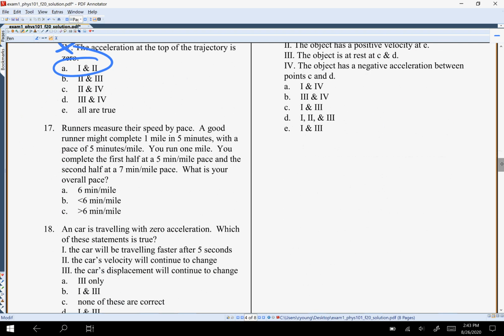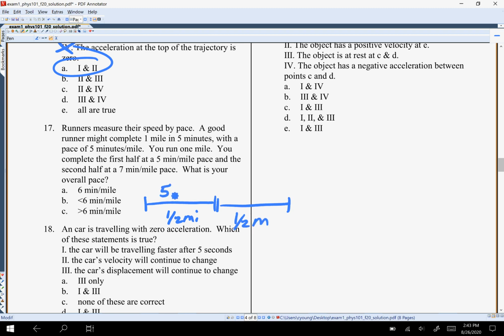Runners, I like to run, they measure their speed by pace, and a good runner might complete 1 mile in 5 minutes with a pace of 5 minutes per mile. You run 1 mile. You complete the first half at 5 minutes per mile, and the second half at a 7-minute per mile pace. So let's look at this. Say, this is my first half mile, and then this is my second half mile.